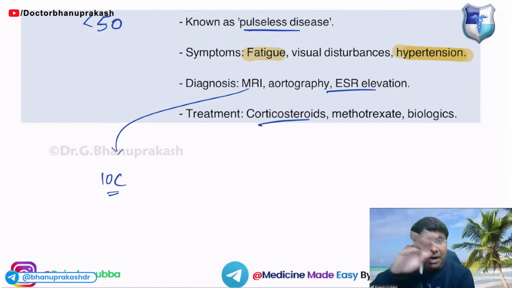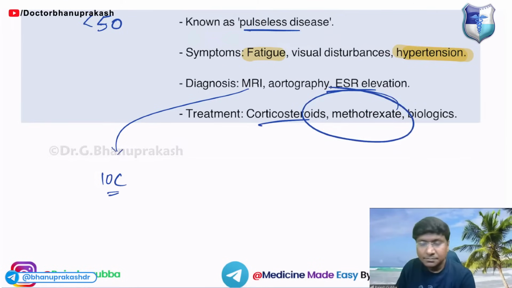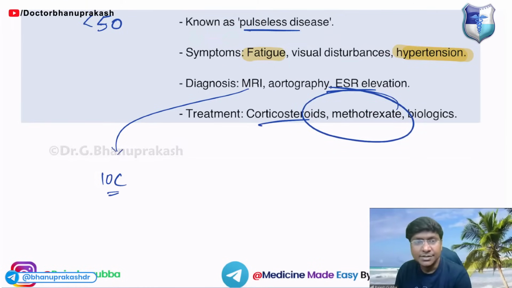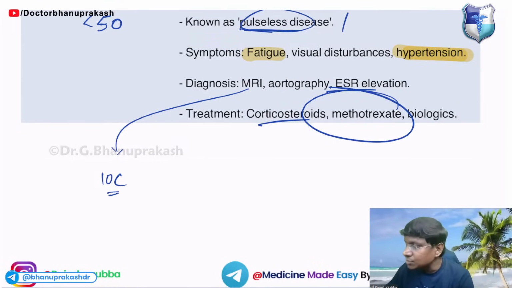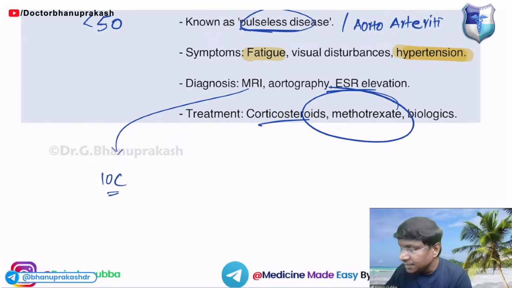And if there is multiple organ involvement and a refractory scenario, biologicals should be given, that is the methotrexate. So that is about your Takayasu, which is nothing but pulseless disease, or it is also called aortoarteritis.